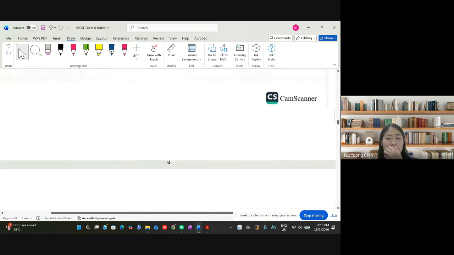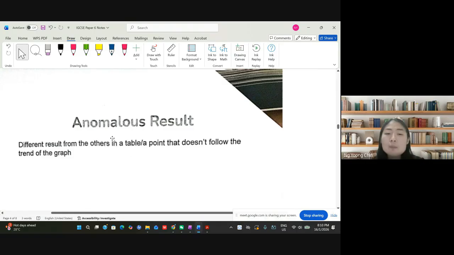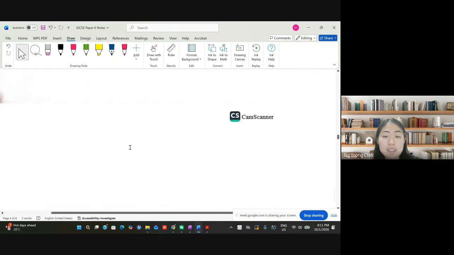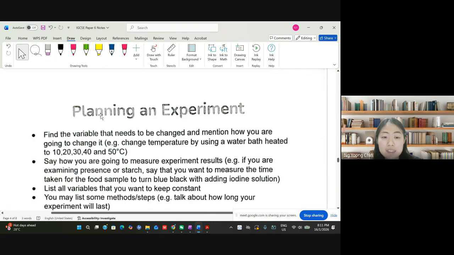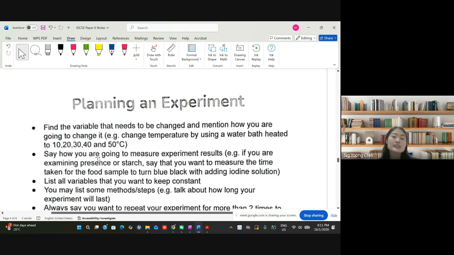And then what will be the anomalous result? Anomalous result is like whenever you conduct an experiment, right, you will get some results which are very, very far away from the average result. So this is called an anomalous result. Okay, so it refers to the result from another table or point that doesn't follow the trend of the graph. And then make the comparison. Okay, I think you should be able to know how to make it. And then drawing, yeah, we will do.